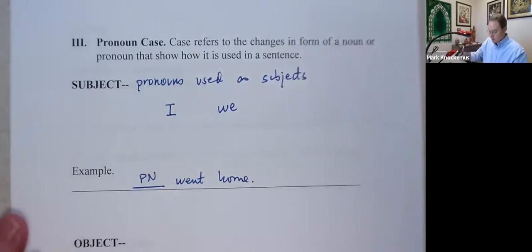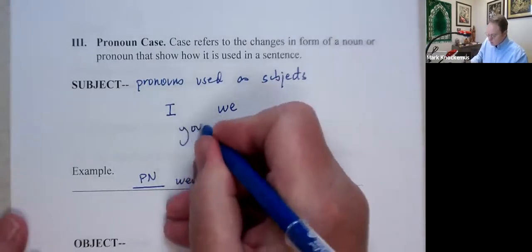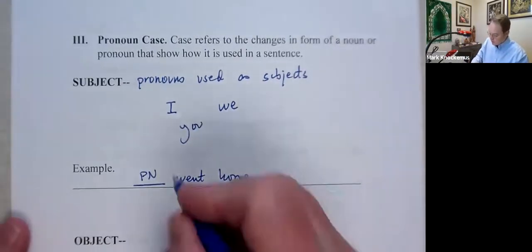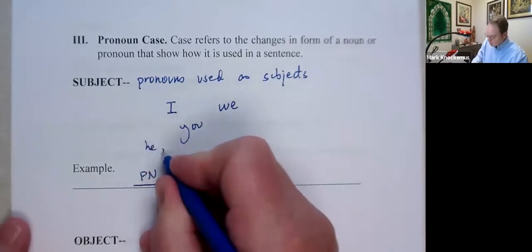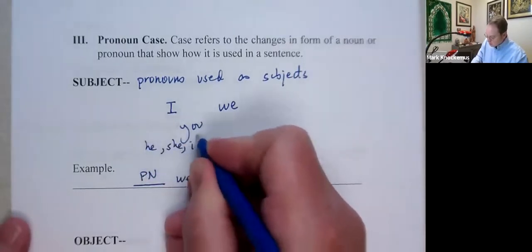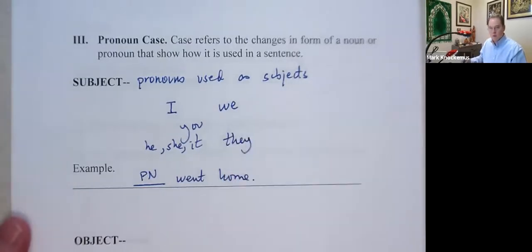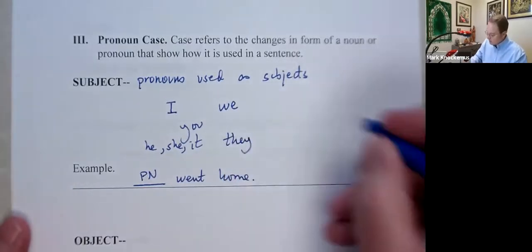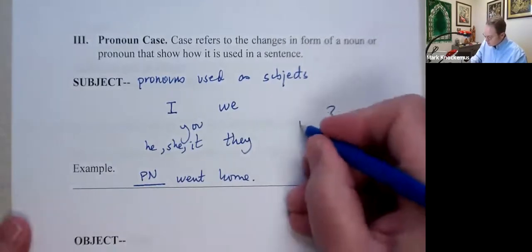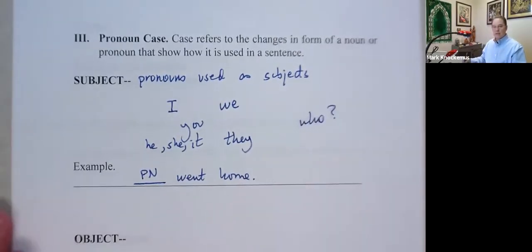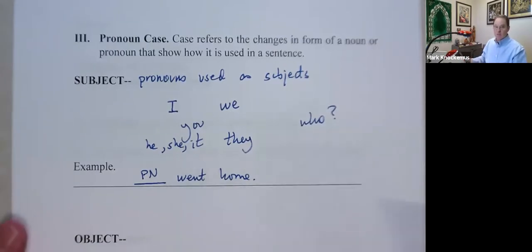We. If you're talking to somebody, you, if you're talking to a boy, a girl, an animal, a group, or if you were to ask a question, you would say, who? So I, we, you, he, she, it, they, who. These are the subject pronouns because they're being used as subjects.